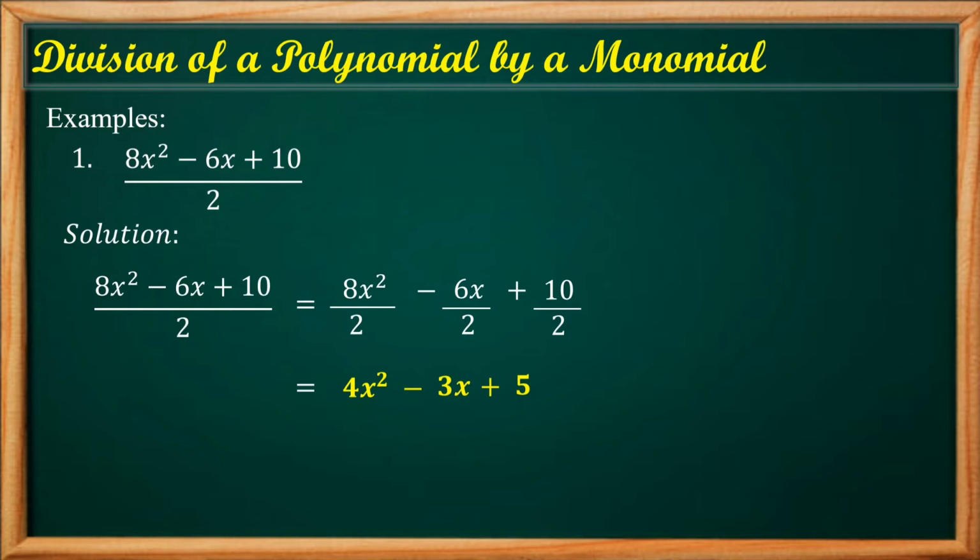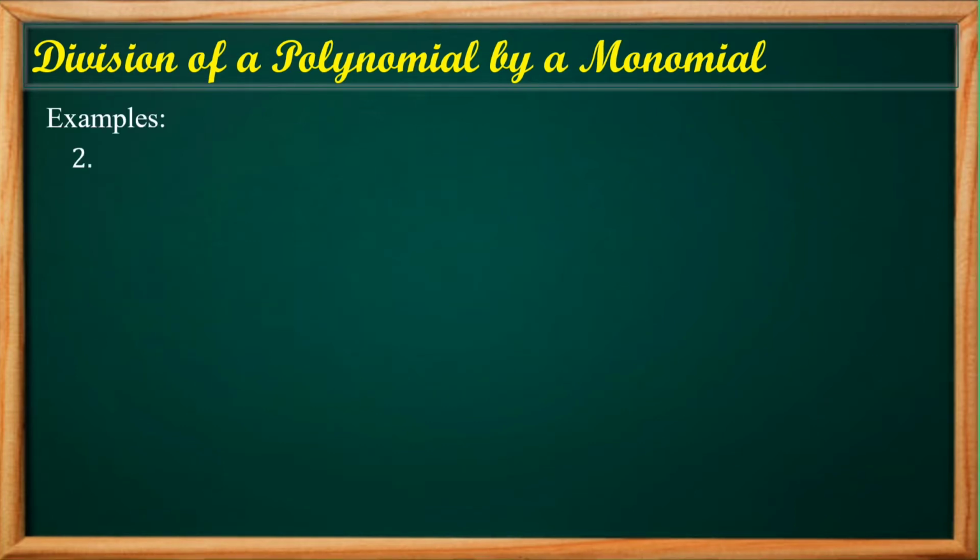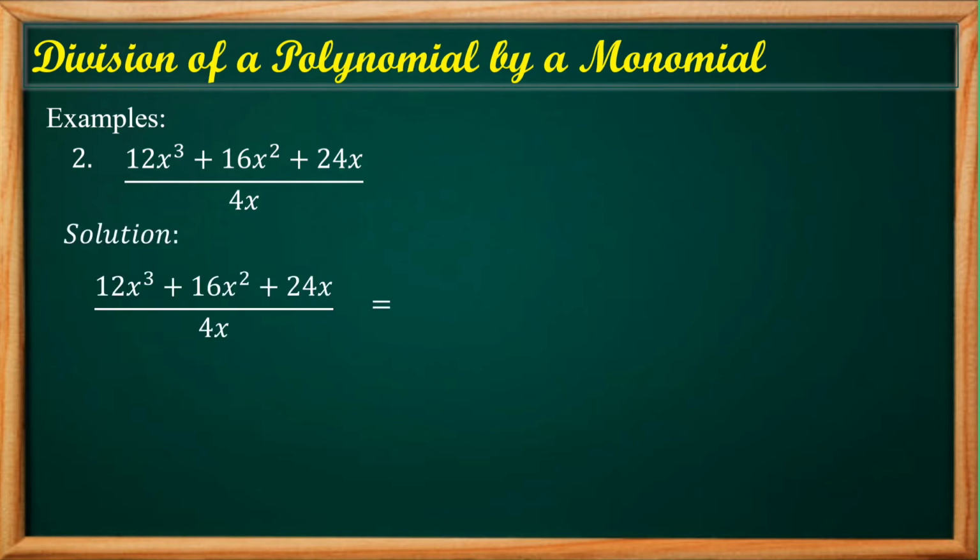Okay, ganun lang siya. Isa-isahin natin each term sa numerator by our denominator. Then divide the numerical coefficients, or if we will have here a variable, use the laws of exponents. Okay, number 2 example. We'll have 12x cubed plus 16x squared plus 24x all over 4x. The same. I-divide natin each term na numerator by our denominator. Ganyan ang mangyayari. Plus 16x squared divided by 4x. Then plus 24x over 4x.